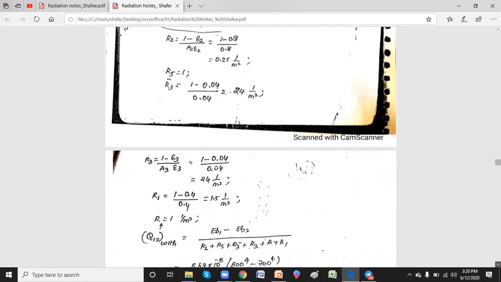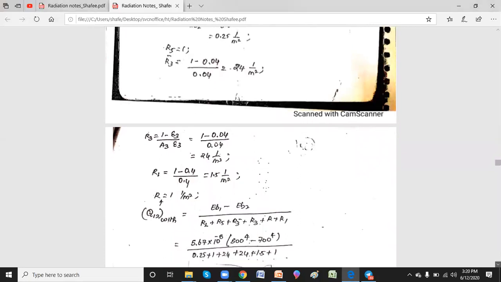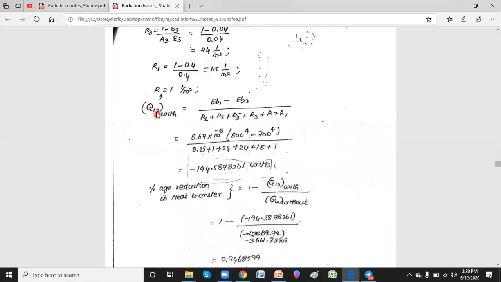Then finally you will be getting the value like this. You see here, Q12, the heat transfer with shield, keeping all the resistances as in the previous procedure, and the numerator is the same, that is sigma (T1 power 4 minus T2 power 4). So keep everything. Now I am getting the value of minus 194.58 watts. So this is once you introduce a single sheet or shield between two radiation surfaces.